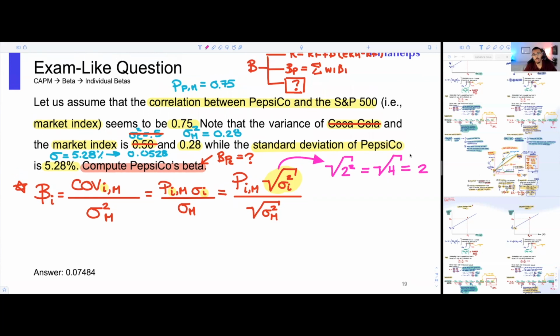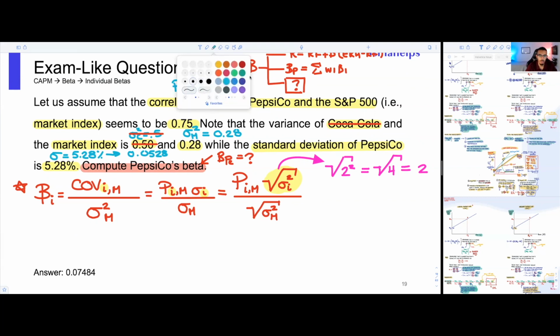Now, if we look at our prompt, that was just me giving you a quick crash course on how we could portray the beta of an individual asset. But now that we have all of this, we could make this easier for us. We've highlighted so much information in the question. We could plug it into this formula and just use the one that works best for us. So let's look at the correlation coefficient between PepsiCo and the market. We know that we have that right here, and that's awesome. You know what? I think I'm going to go ahead.